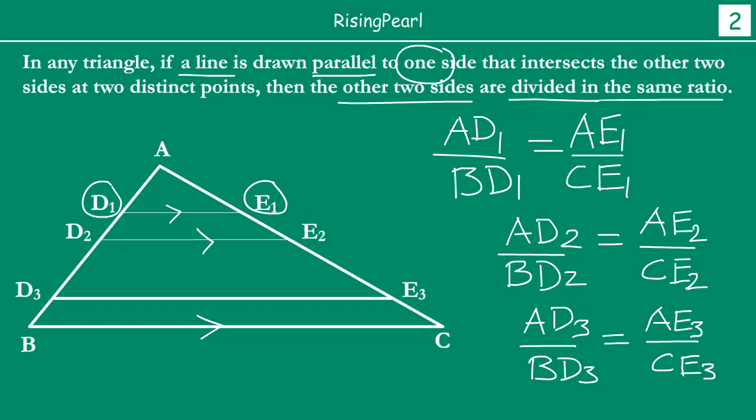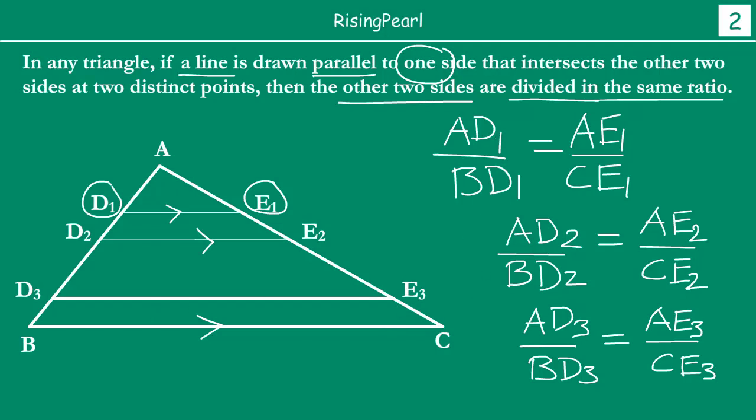The reason, friends, I am drawing 3 lines instead of one is just to highlight to you that the only requirement for each of these lines is that they need to be parallel to one side. In this case, each of these lines is parallel to the side BC, and then they divide the other two sides AB and AC in the same ratio. So it really does not matter where we draw the line, as long as the line is parallel, it will divide the other two sides in the same ratio. I have just shown you with 3 different lines and 3 different ratios.